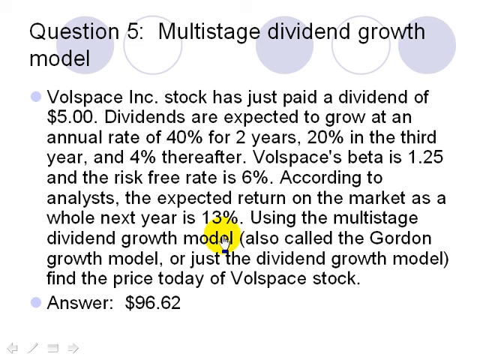And so we're going to use the multi-stage dividend growth model. Also, it's called the Gordon growth model. It also might just be called the dividend growth model to find the price today of this stock. And we're going to find out the price of the stock is worth about $96. So a $5 dividend growing sufficiently fast gives you a stock worth, you know, $96. All right, so let's go ahead and look at how we do this problem.